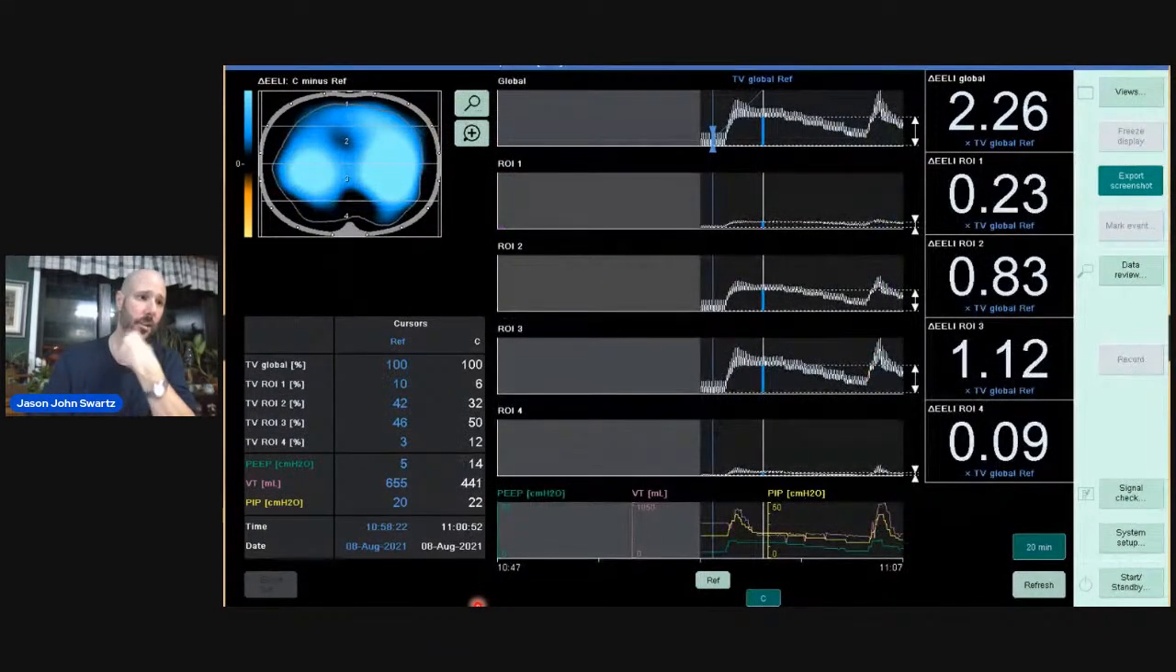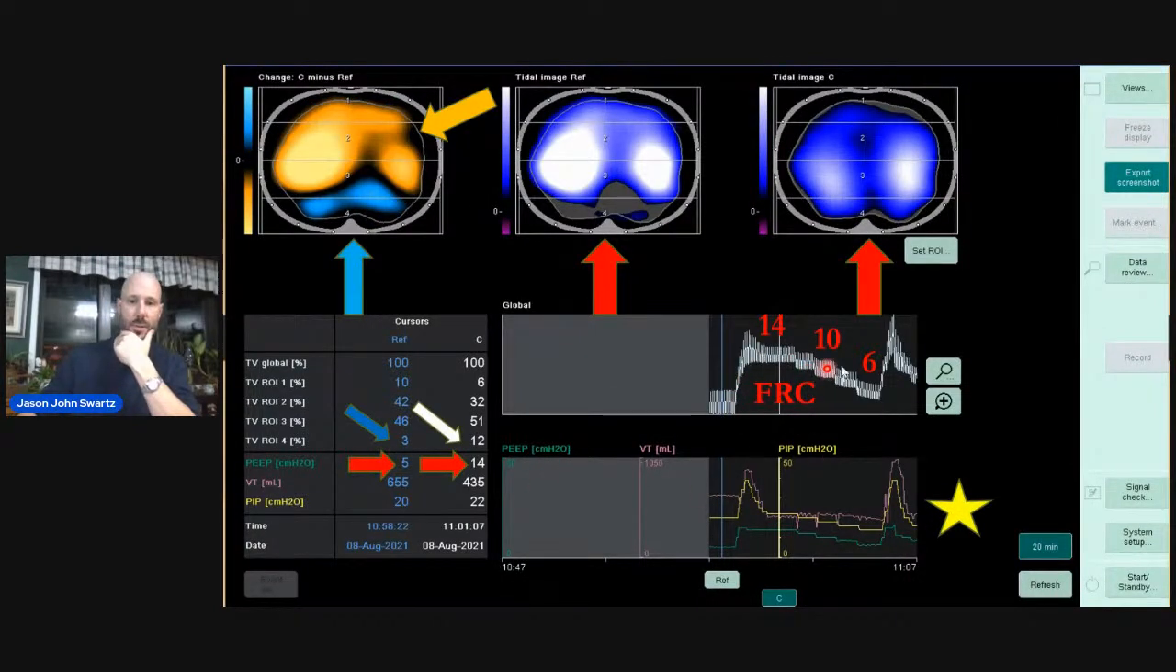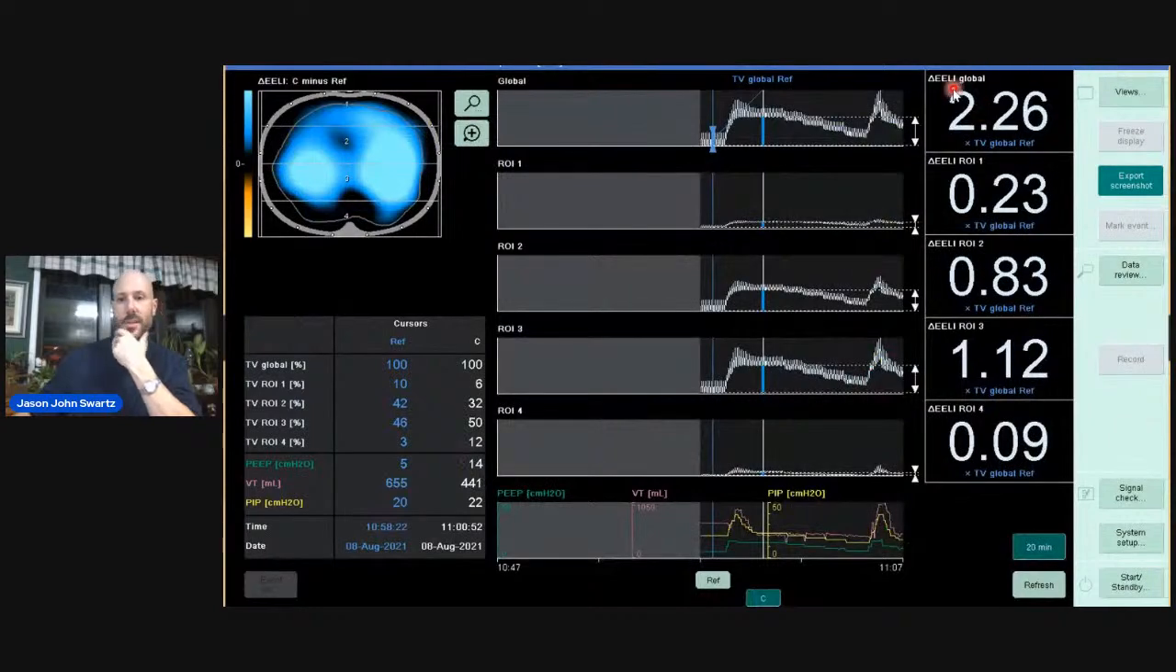We can actually calculate our functional residual capacity. Same way, you can recognize how it's very similar, but here's the numerical values, the end expiratory lung impedance values that you can multiply by the global reference. So I would do 655 times 0.23, and that would tell me how much functional residual capacity was recruited on a PEEP of 14. We're comparing still the 5 to 14. And again, we have that blue color-coded representation. Blue is a gain. So you have the numbers that right away you can tell numbers are positive.